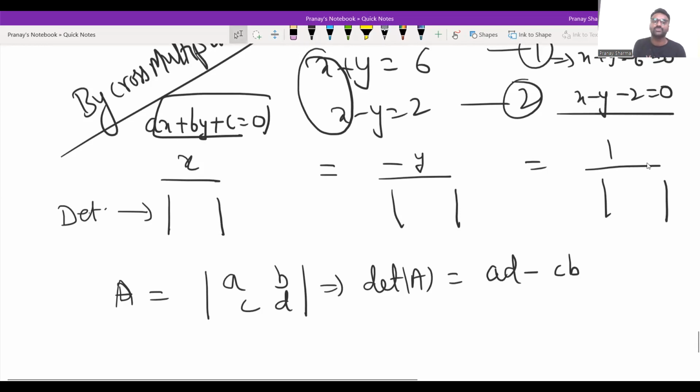Now you should be writing the coefficients. So hide all the coefficients of x. So we'll be having 1, -1, that is the coefficient of y, and then -6 and -2, the constant terms. For y, hide all the coefficients of y. That means this complete term is to be hidden, this set.